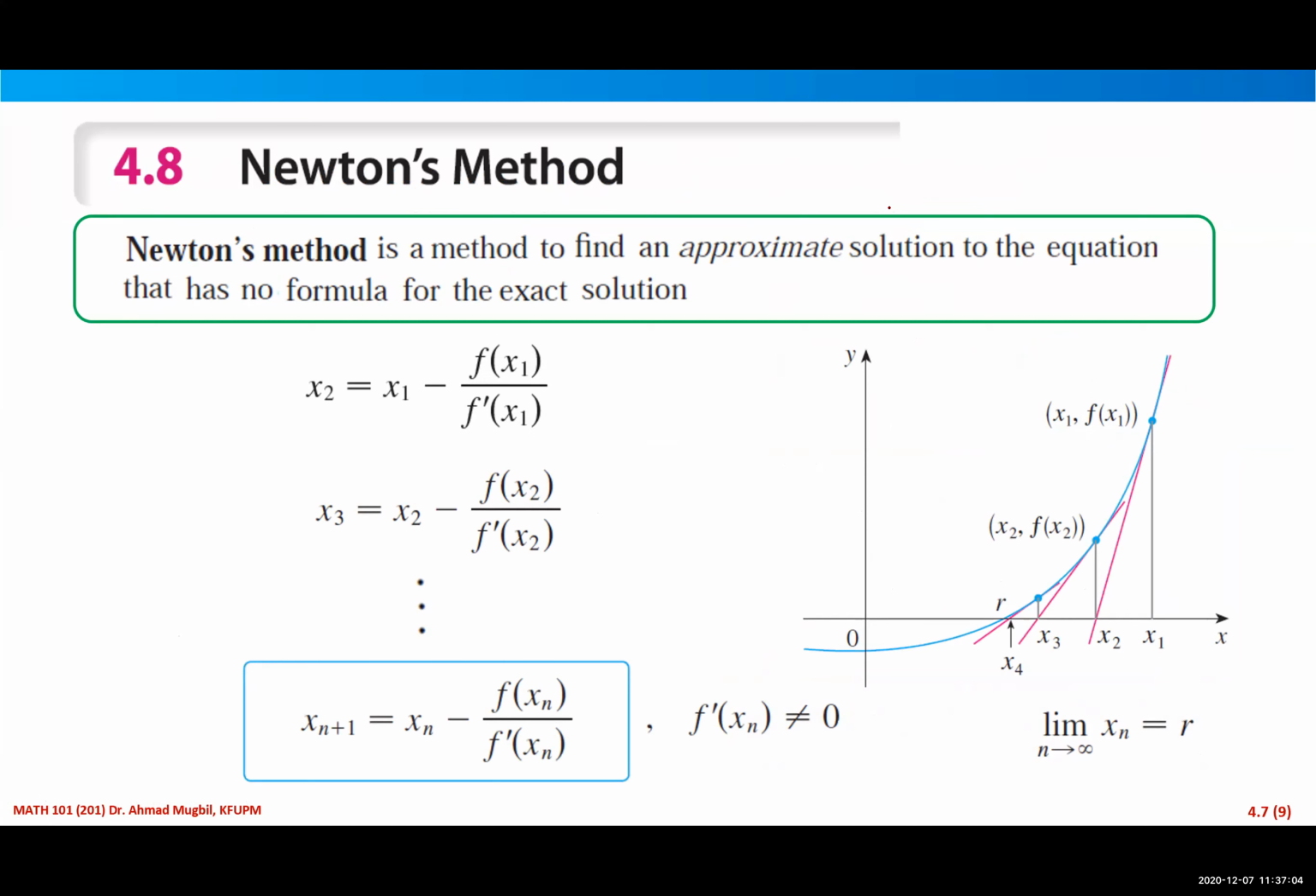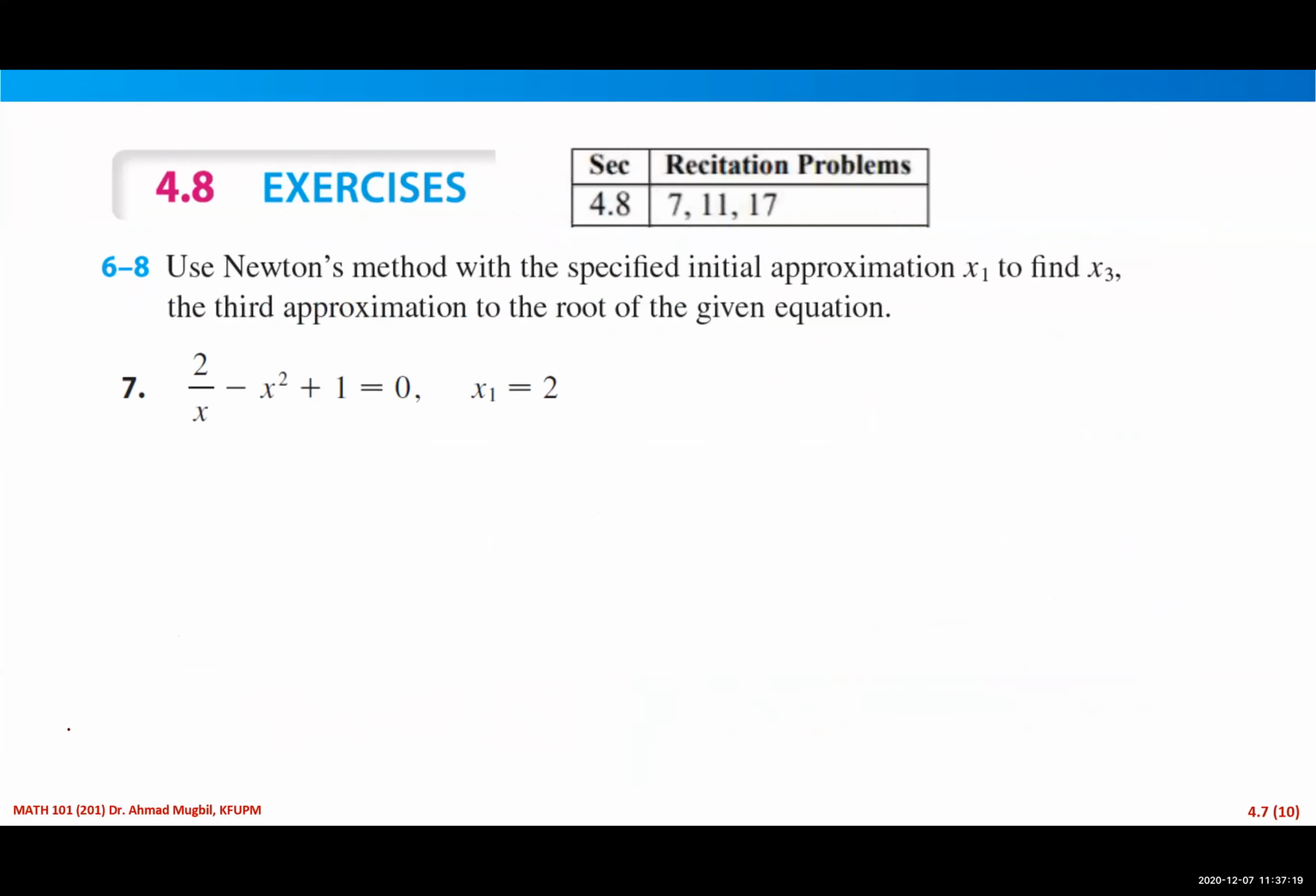I will not go over the idea. It is here, by the way. The idea, if you want to find x2, it is x1 minus f at x1 over f prime at x1. x3 depends on x2, and so on. So let's solve one question from this section. Here we are. We need here to find, by using the Newton method, the solution for this equation.